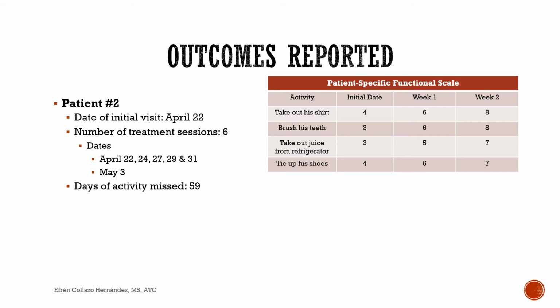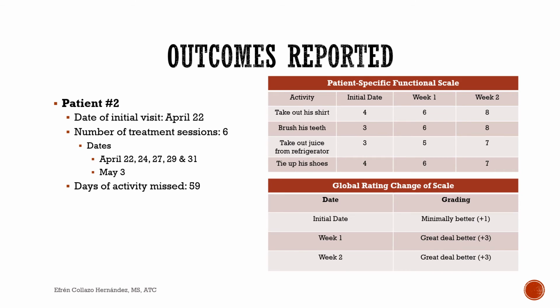Obviously, in this case, we cannot see sport-specific skills because he had surgery, and we don't have a lot of time to measure his outcomes on the total program. So definitely it is going to be good to continue to use the patient-specific functional scale in the whole program and compare at the beginning and at the final date of the rehabilitation program. For the global rating of change scale at the initial date, he was minimally better, a +1. And week 1, a great deal better, and week 2, a great deal better.